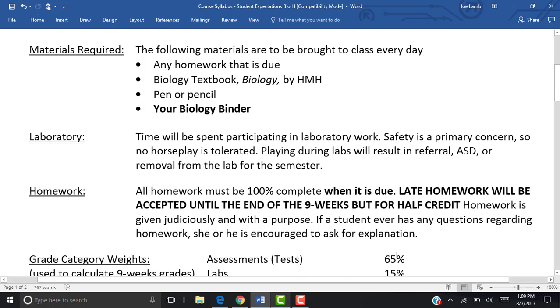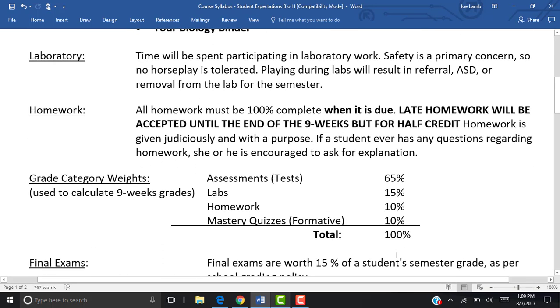I'm very keen on making sure that safety is my number one priority when students are working in the lab area. They need to make sure that they're safe, and you'll be spending time participating and practicing in laboratory work. So safety is obviously a big concern. There are some chemicals that are harmful. There may be some instruments that are harmful.